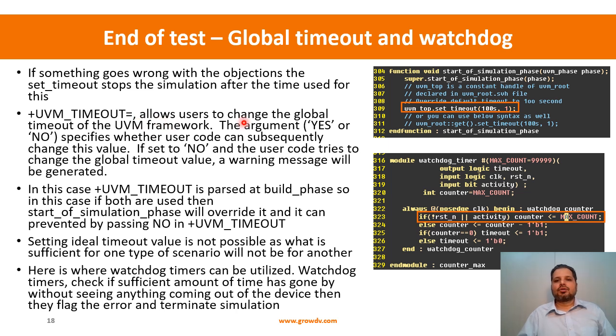So whatever you want, you can pass it over here, and that's simulation time I'm talking about, of course. This allows the user to change the global timeout in the UVM framework, and the additional argument you can pass is yes or no. If it is set to no, then if the user code tries to change the global timeout, a warning message will be generated.